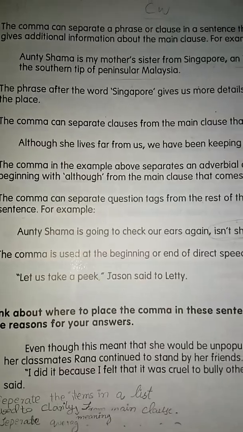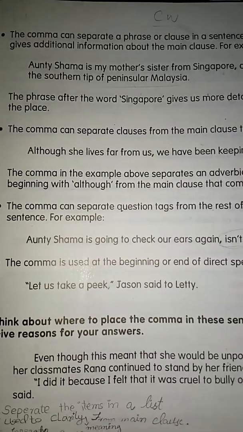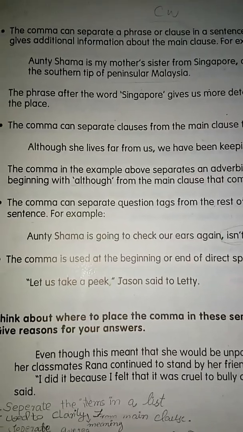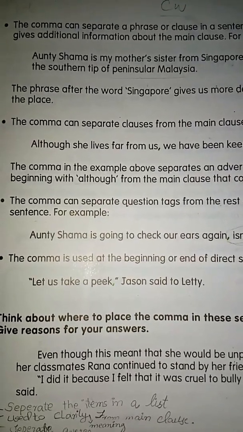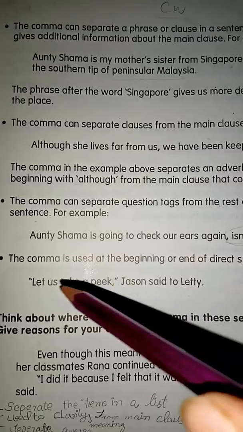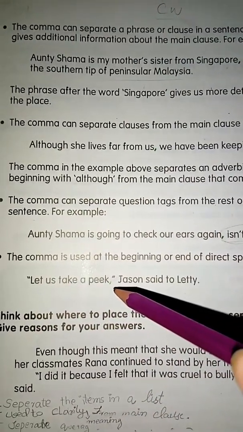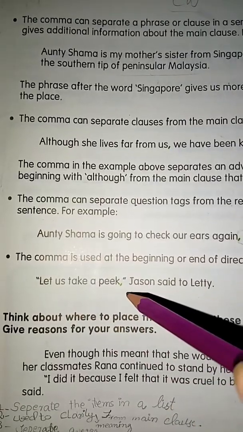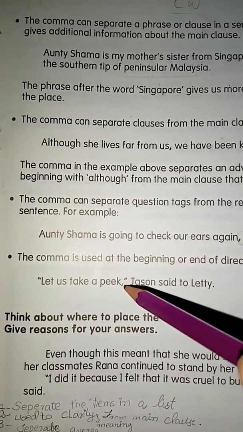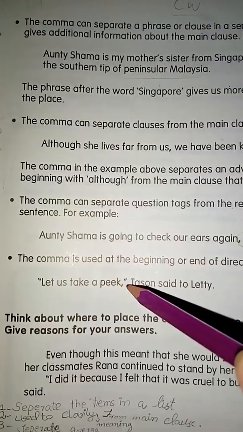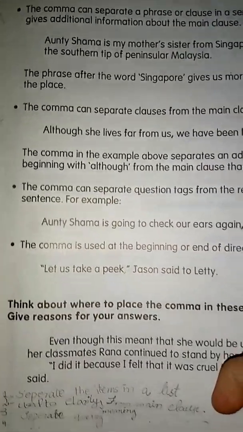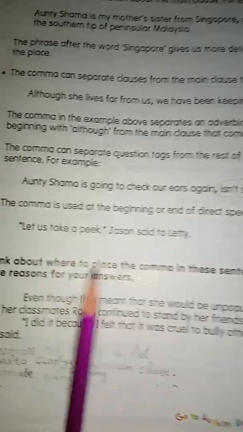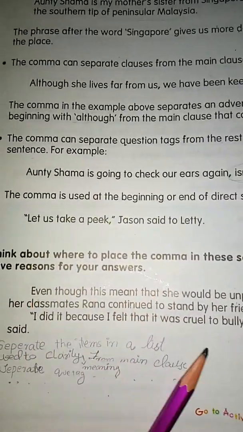If you mix my words with your own words and tell someone else, this will be indirect speech. So when we use direct speech, we will use inverted commas and a simple comma. After completing the direct speech and closing the inverted commas, we will use a simple comma. Then think about where to place the comma in these sentences. Give reasons for your answers.